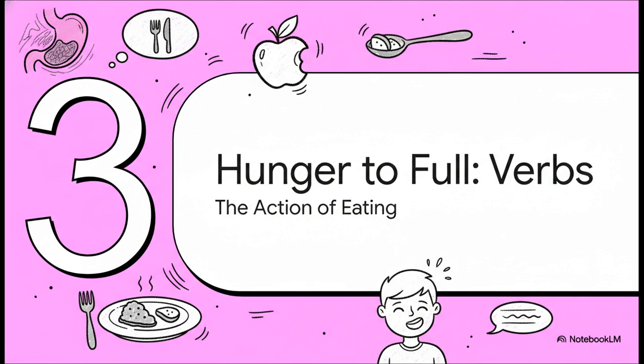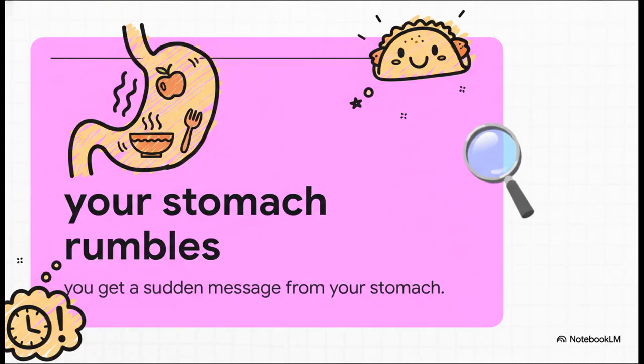These are the action words that describe the whole eating experience, from that first feeling of hunger to the very last bite. You know that growling sound your stomach makes when you're super hungry? In English, we say your stomach rumbles. It's that unmistakable message from your body screaming, "Hey, it's time to eat!"